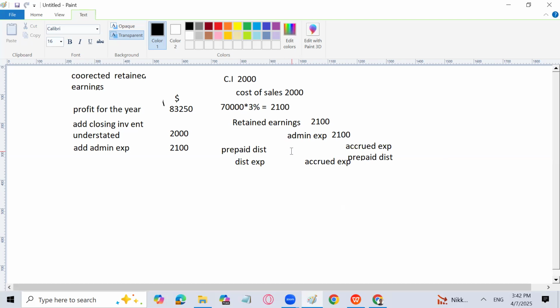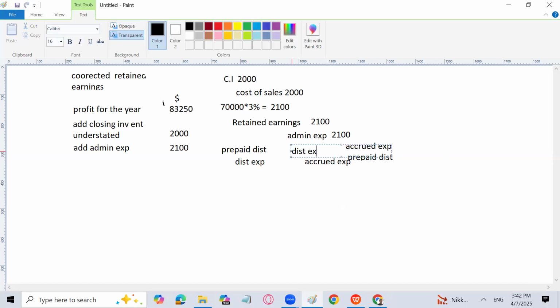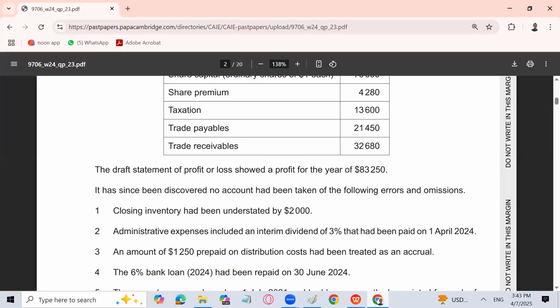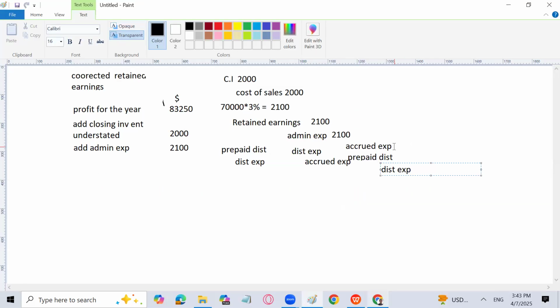But instead of writing prepaid distribution to distribution expense, we have written distribution expense to accrued distribution. So now distribution expense is going to be credited with the double amount. The amount of the expense is 1,250, again 1,250, and the total is going to be 2,500. So distribution expense is going to be credited with 2,500. So I will add distribution expense recorded as an accrual.